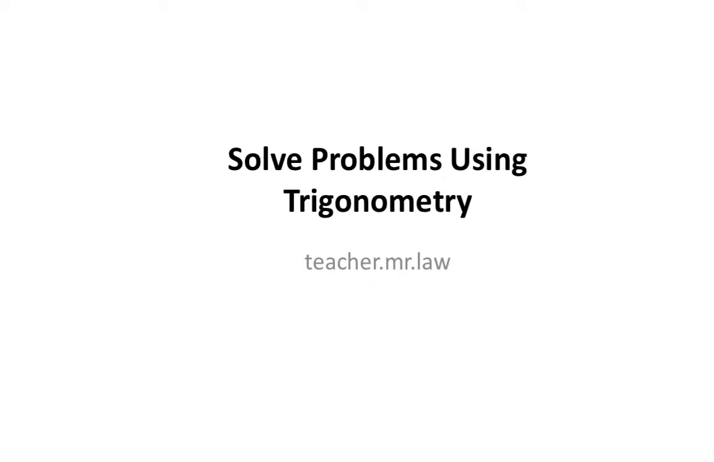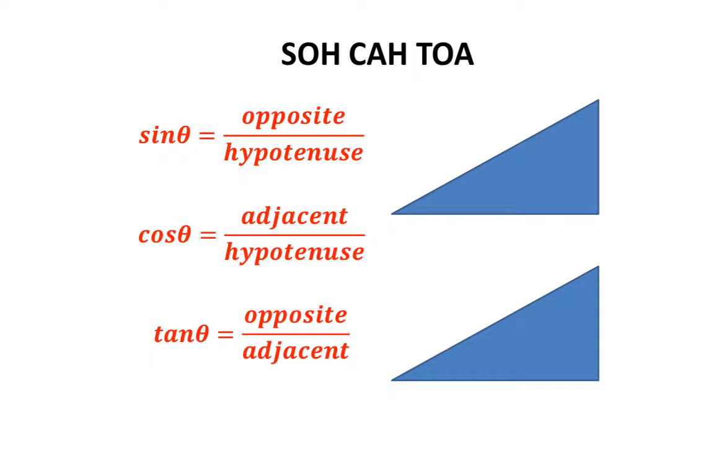In today's lesson, we'll be learning how to solve problems using trigonometry, which means we're going to be combining all of the techniques that we've learned so far. If you recall, SOHCAHTOA is a mnemonic which is used to help us remember the three primary trigonometric ratios.